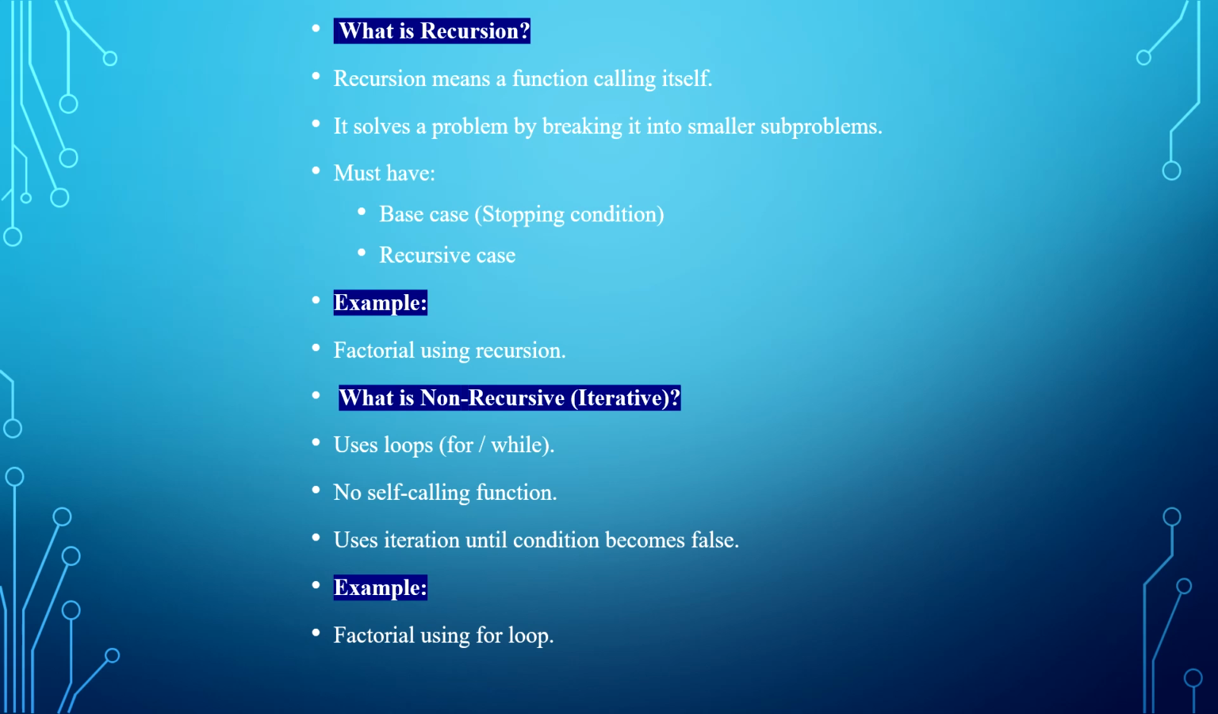Next, the non-recursive method is also called the iterative method. It uses loops like a for loop or while loop. It does not call itself. It repeats the process using loops until the condition becomes false. One example is factorial using a for loop.